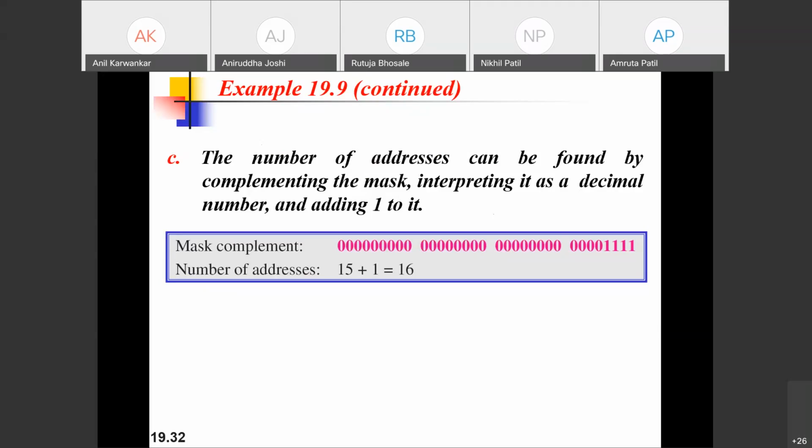Correct, Pooja. It's 11110000. So take a complement of the mask now. First 3 bytes will be all zeros, and last byte will be the complement. So it will be 00001111. So 8421, that is 15. Add 1 to it. It will be 16. That's how the number of addresses can be found out.